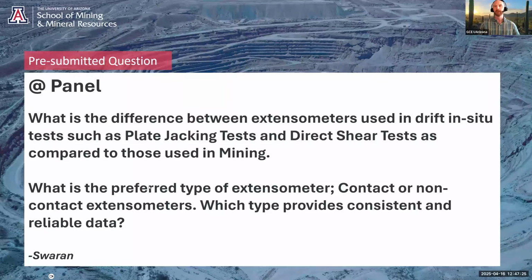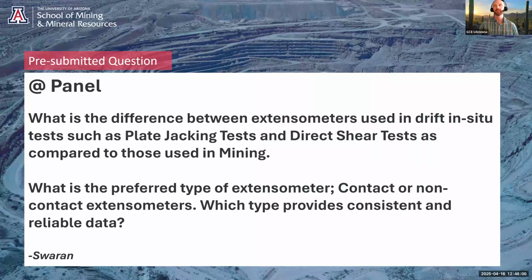And maybe we can tackle the second question here. What is preferred, contact or non-contact extensometers? I believe this person is referring to line of sight extensometers, laser extensometers, I believe. Could be wrong about that. If we don't know, then that's fine. Yeah, that might be referring to laser extensometers and by extension to total stations as well.